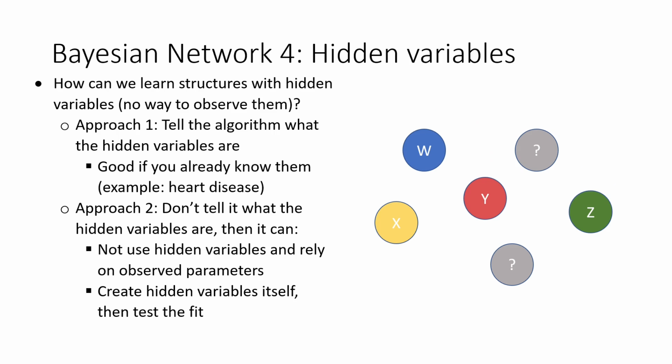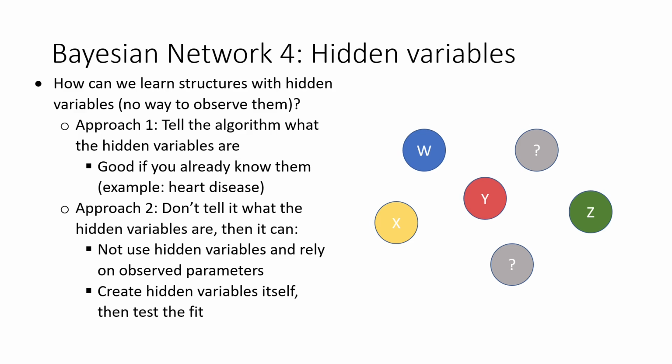Now I want to talk a bit about how we'd approach networks with hidden variables. So this is the most complex so far because it involves not only learning parameters of the nodes for the conditional probability tables and the structure of the relationships between the nodes, but it also involves variables that we don't even know for sure are there. So how can we learn structures with variables that have no way to observe them?